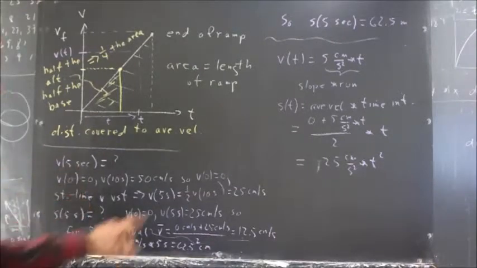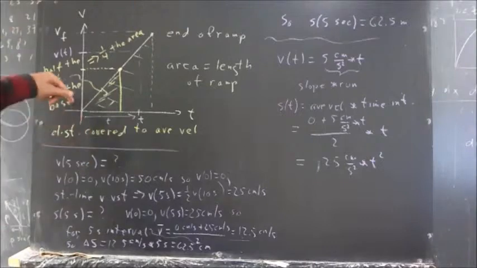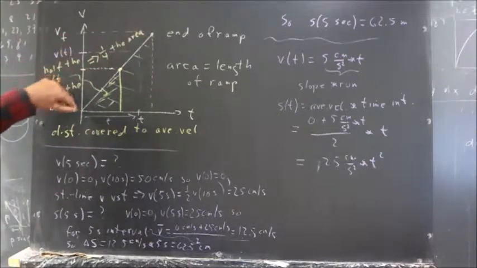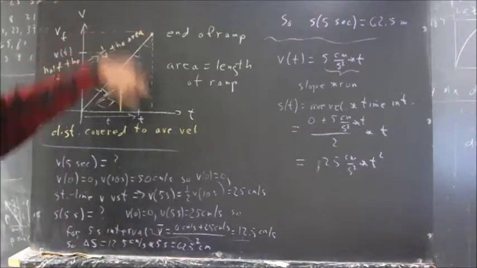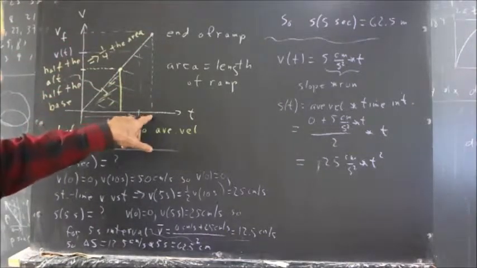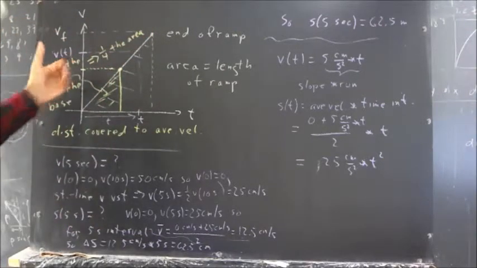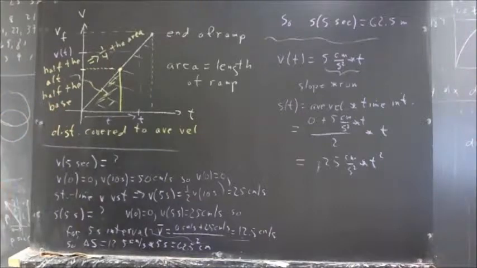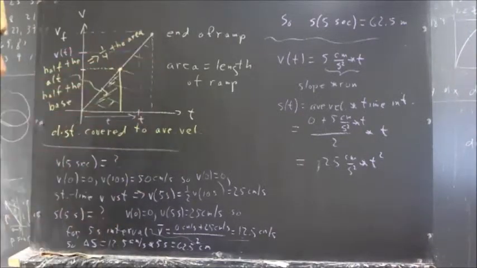That implies that velocity at 5 seconds is half the velocity at 10 seconds because the graph is going to be an instance of this kind of graph again. It's going to start at the origin, and it's going to go up to some velocity, and we could say, okay, this is 10 seconds, and this velocity is 50 centimeters per second.